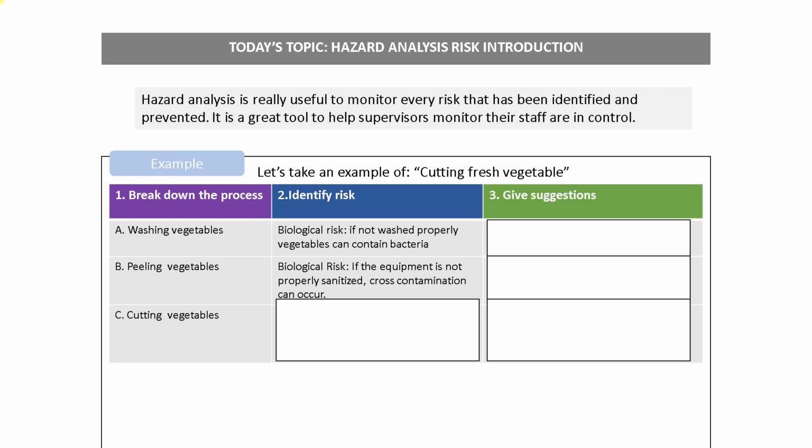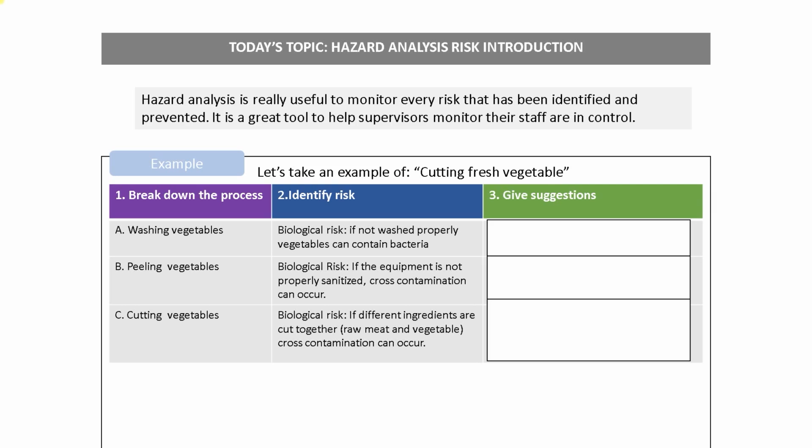Now looking at point C of the breakdown, the risk is as well biological. As we have seen in class, if different ingredients are cut together, such as raw meat and vegetable, a cross-contamination can occur. So based on these 3 examples, I have created suggestions that are my standard.